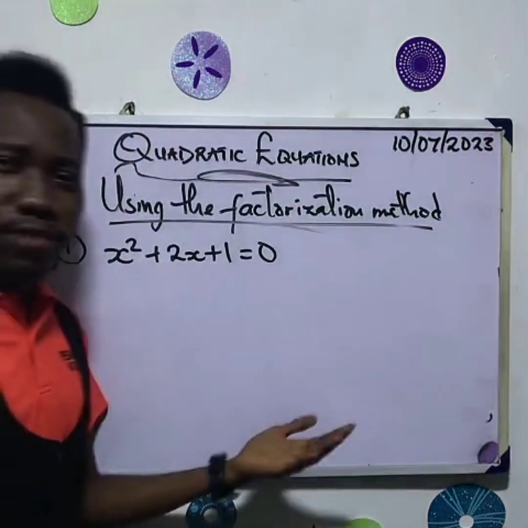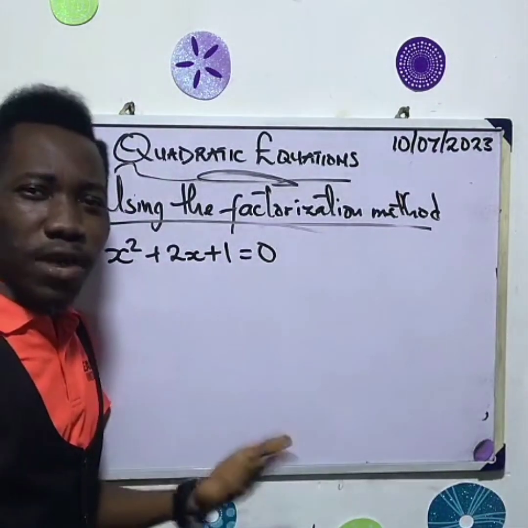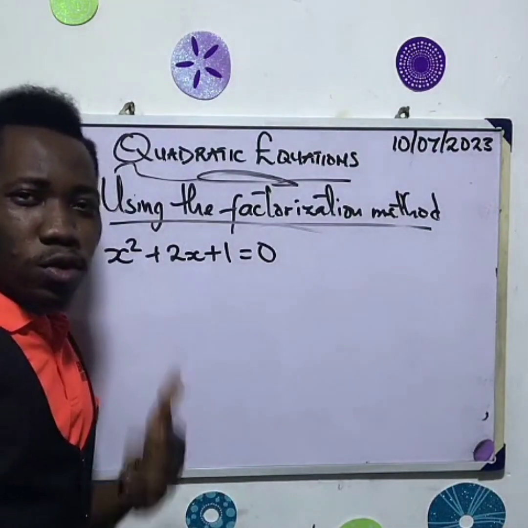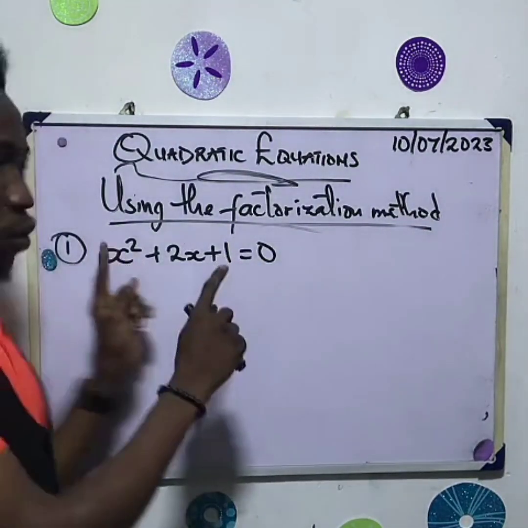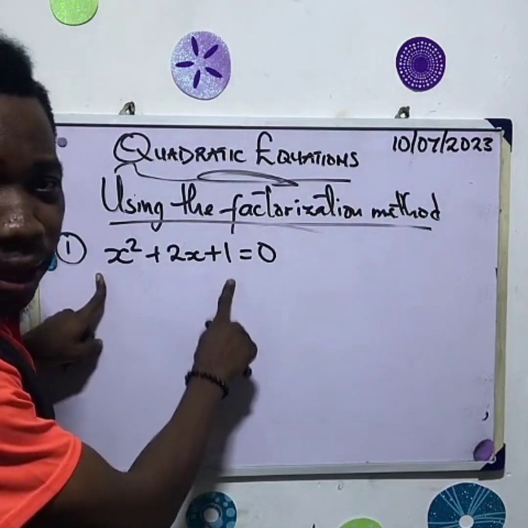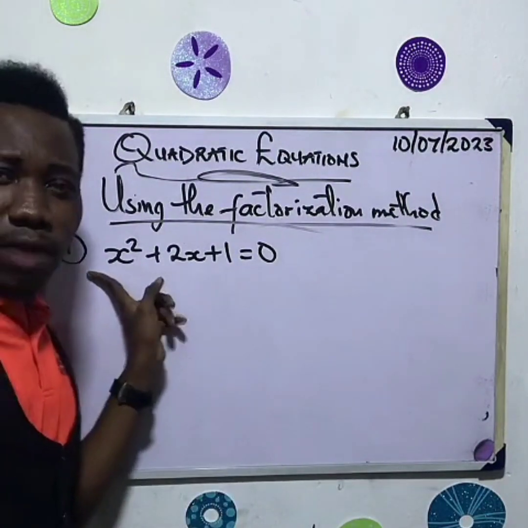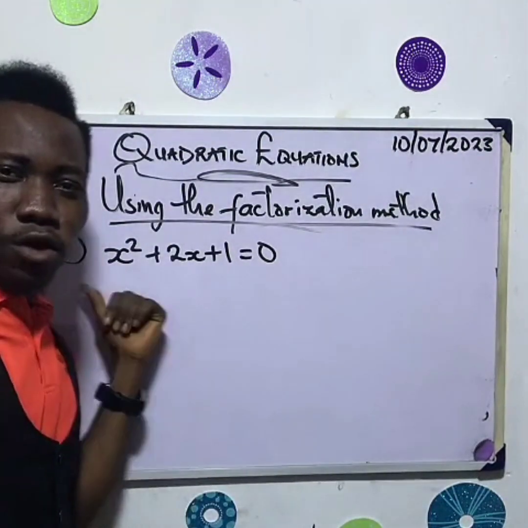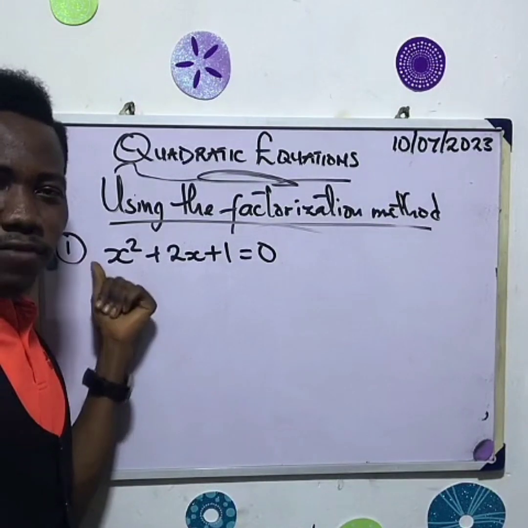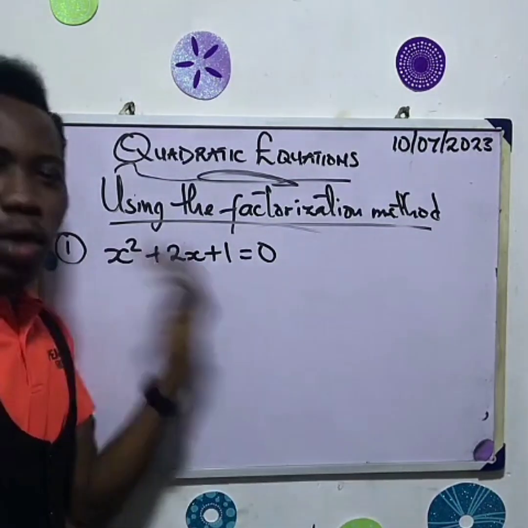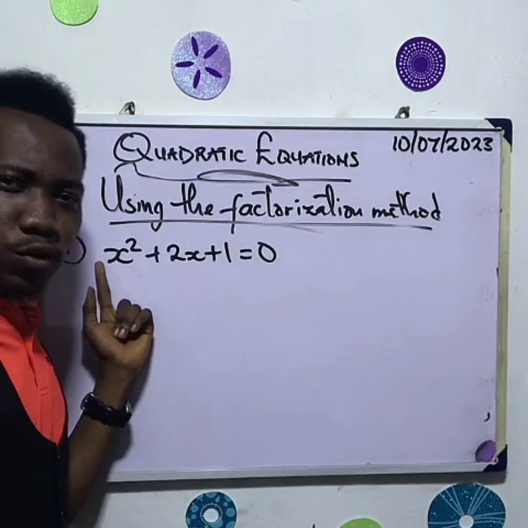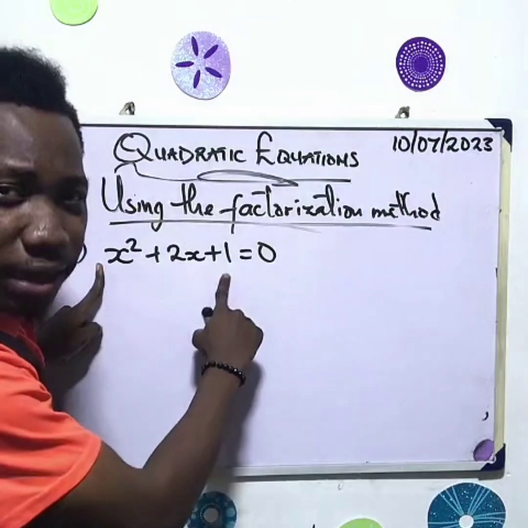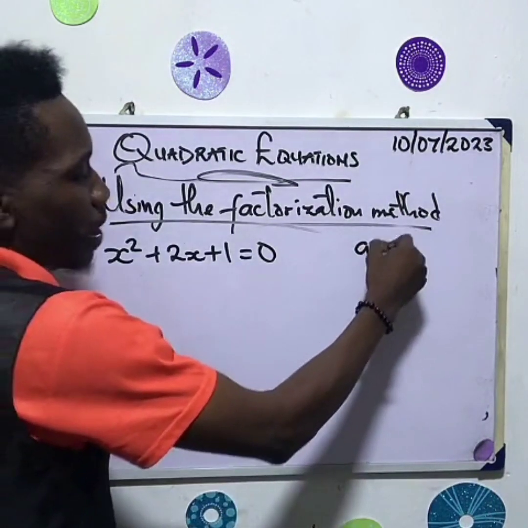So now, using the factorization method, how does it work? How do we use the factorization method in solving this? The first thing you want to do is multiply your a by your c. In this case, our a is 1. We call this unitary, alright? Sometimes, like in the examples I wrote here before, you have 2 as the coefficient of x squared, but in this case, you have 1. Whether you have 1, 2, or 3, the same thing applies. You want to multiply your a by your c.